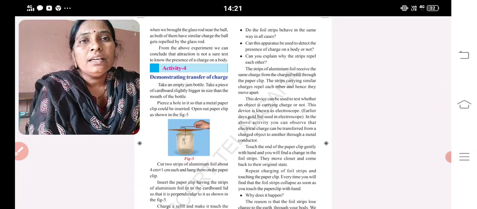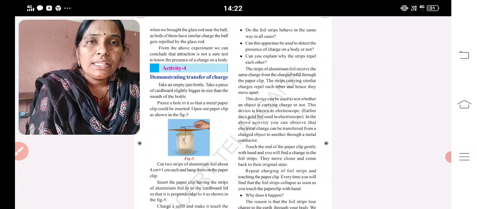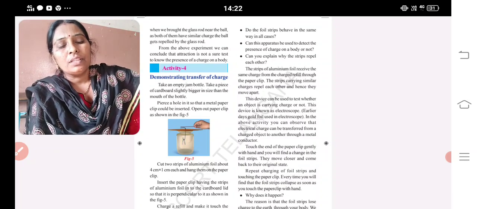And this also we discussed, demonstrating the transfer of charge. For that we need to take a bottle and take out the cap. Before inserting, cover the mouth of the bottle with a cardboard sheet and make a small hole. Through that hole we insert a copper wire with an aluminium paper clip. When any charged body touches that copper wire or paper clip, a charge transfers, and there we can see the repulsion in the leaves.